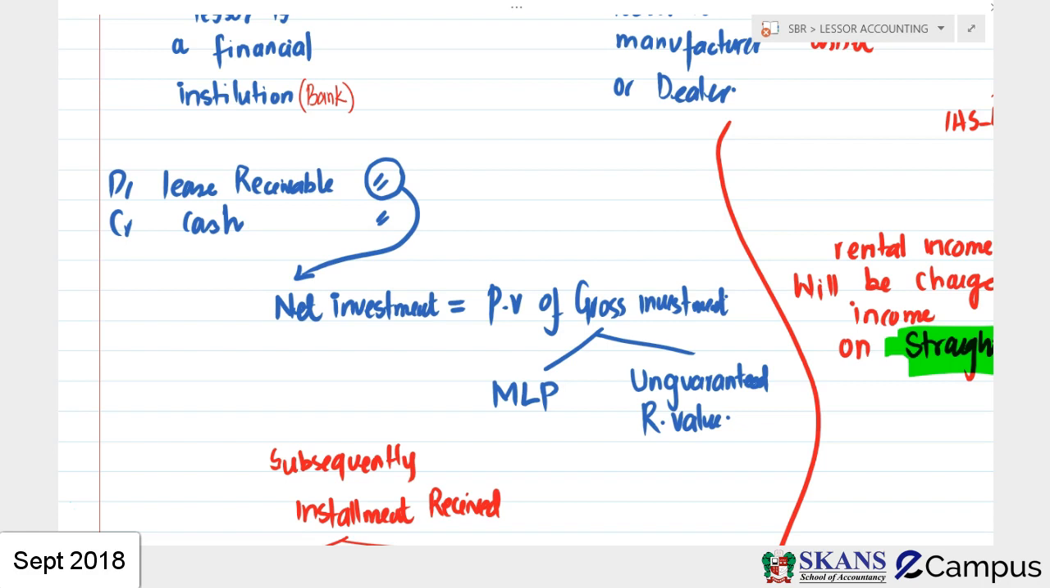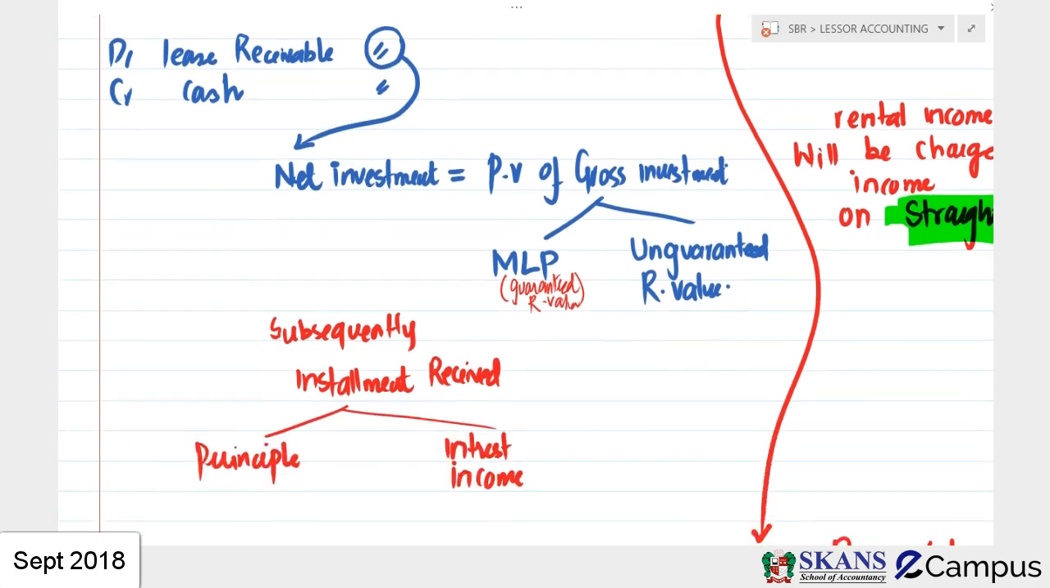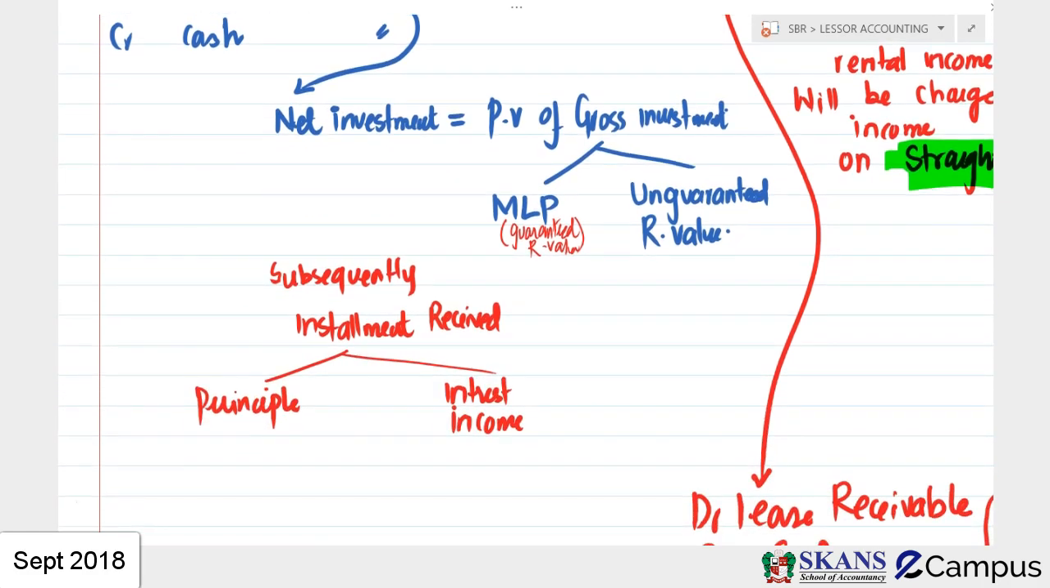Why didn't we include the guaranteed residual value? Because it is already included here. So guaranteed residual value is already here. Now the value will be given to you. You will take the present value, that will be your net investment, and you are going to book the lease receivable and cash. Subsequently, as you receive installments, you are going to split them into principal and interest income. This is income, remember. The principal amount will reduce lease receivables.